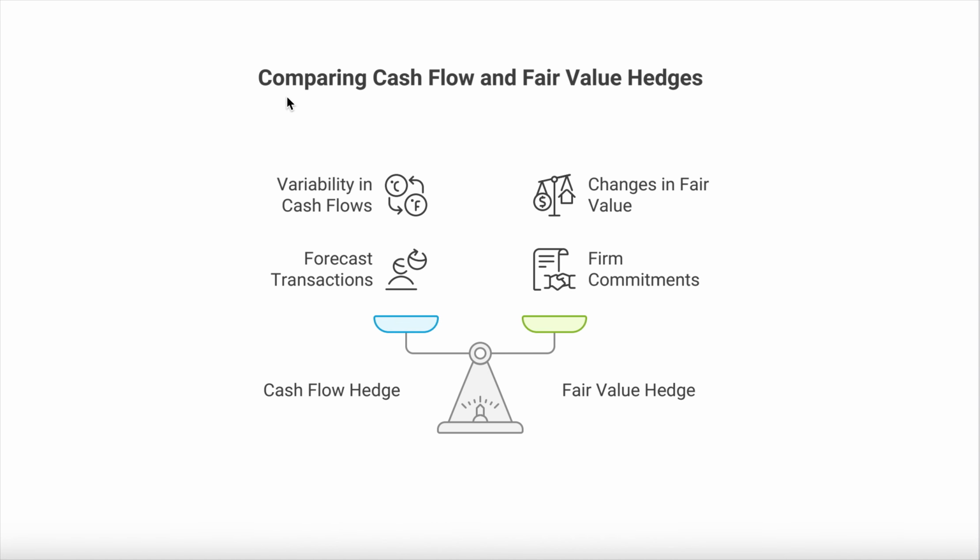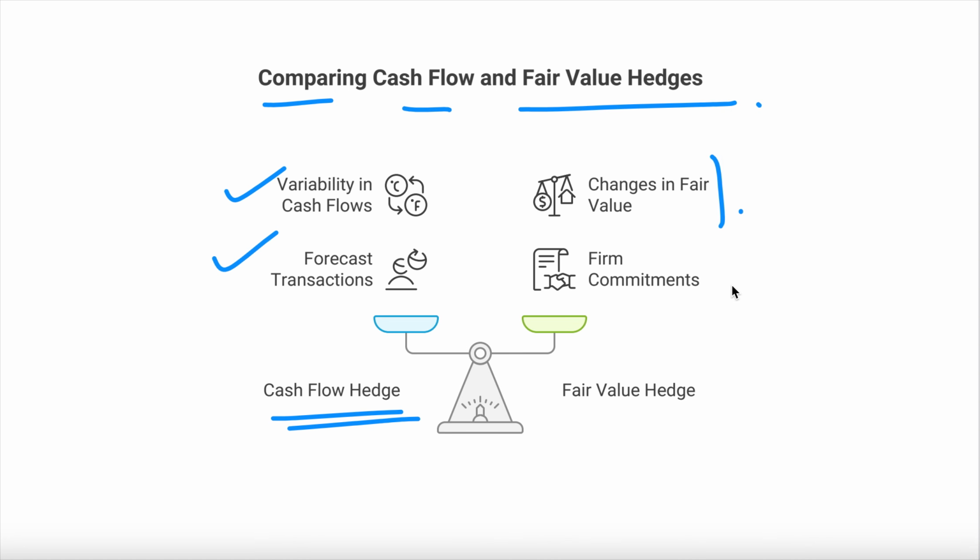So in terms of the diagram comparing cash flow and fair value hedges, in terms of the cash flow, variability in the cash flows, forecast transactions, you will apply cash flow hedge. In terms of the changes in fair value, firm commitment, you apply the fair value hedge.